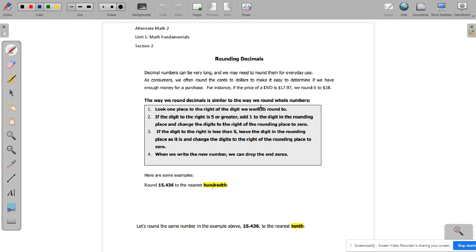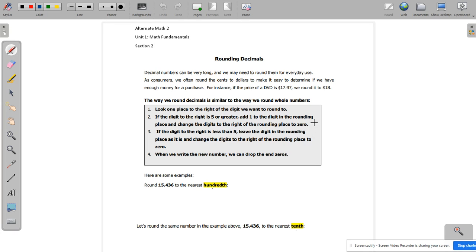The way we round decimals is similar to how we round whole numbers. We look at the place to the right of the digit we're rounding. If that number is 5 or larger, then we add 1 to the digit that we're rounding. If it's less than 5, then we leave the digit we're rounding in its place and we put zeros all to the right of it.